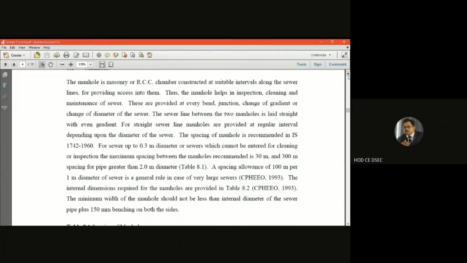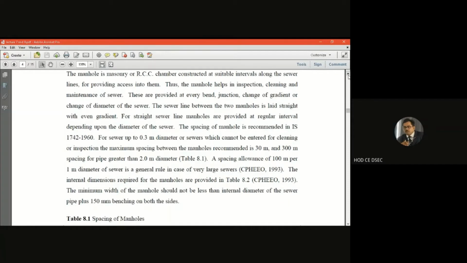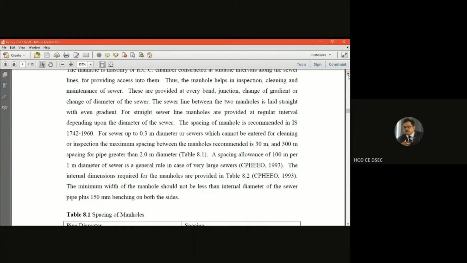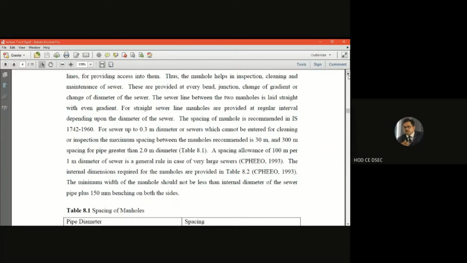If we talk about the sewer diameter of 2 meter, what you can see is that the spacing of the manhole depends on the diameter. Smaller the diameter, spacing is smaller. Larger the diameter, spacing of the manhole is larger. And what spacing will be provided for which diameter will be shown in tabular form as per the IS code. Now a spacing allowance of 100 meter per 1 meter of sewer is a general rule as per the CPHEEO manual. This is the spacing of the manhole I am telling.